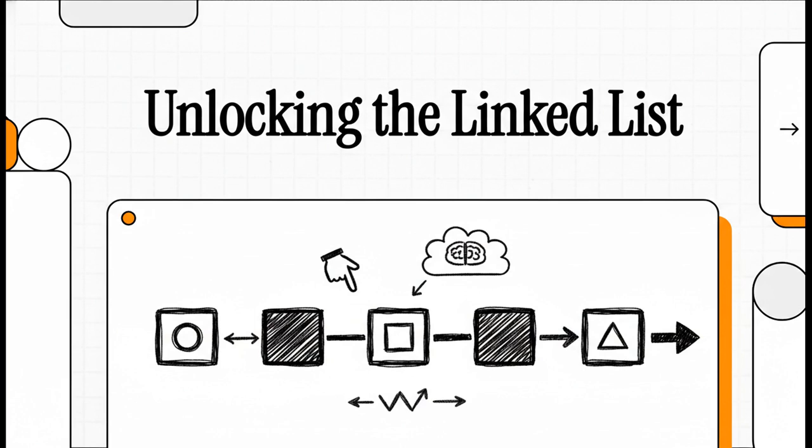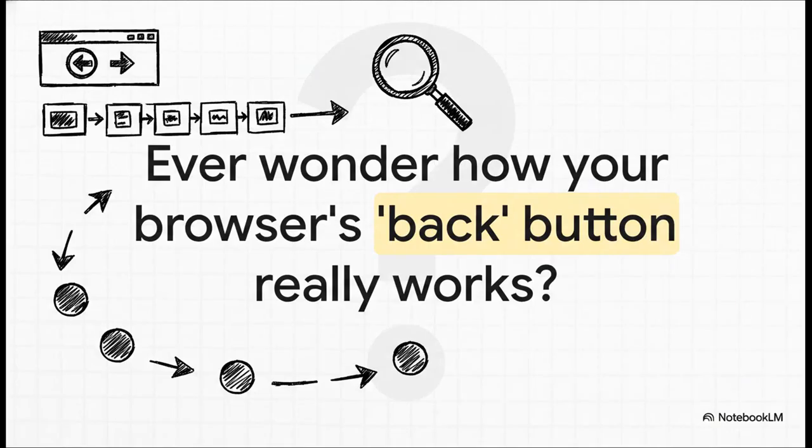And yeah, it might sound a little techy, but trust me, you use it all the time. So let's pull back the curtain on this little piece of digital wizardry. So picture this. You're deep down some internet rabbit hole, right? You're clicking from one page to the next, and then you hit back. Boom. Instantly, you're on the last page. You hit forward, and you're right back where you started. How in the world does your browser keep track of all that so smoothly and so fast?